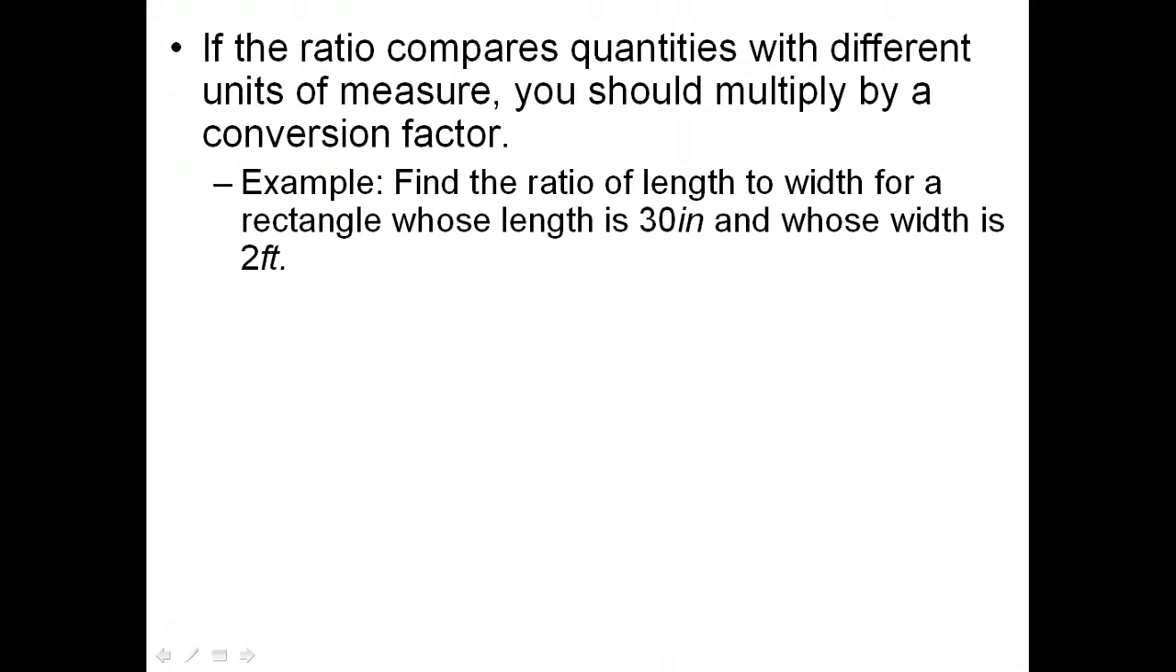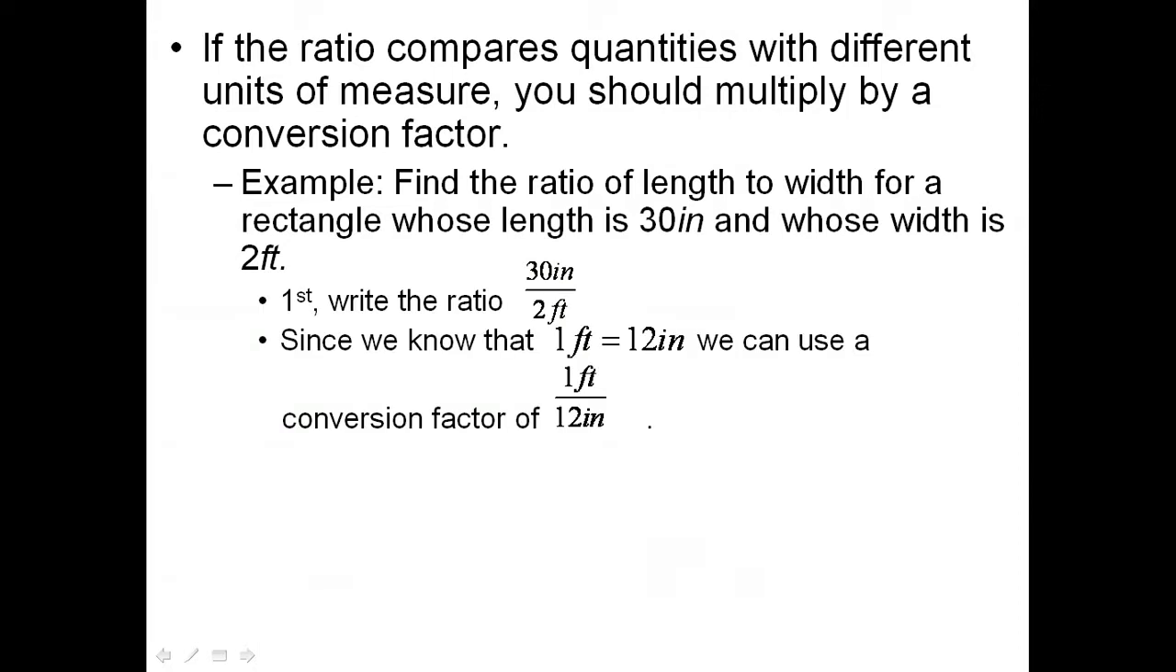For example, the ratio of length to width for a rectangle whose length is 30 inches and whose width is 2 feet. When I write that, I have 30 inches compared to 2 feet. But what I need to do is get rid of those feet and inches. So I'm going to use a conversion factor. I know that 1 foot is equal to 12 inches, so I could write that as a ratio itself, 1 foot over 12 inches. Since those two are the same, I've really got a fraction equal to 1.